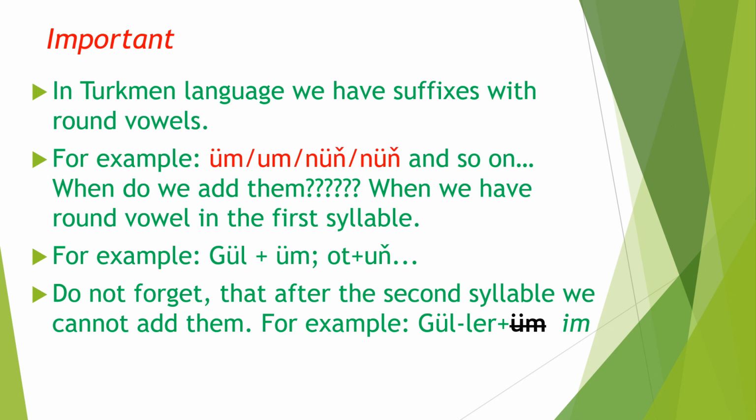So important thing, students, in the Turkmen language you have suffixes with round vowels. For example, nun, nun, and so on. When we have a round vowel in the first syllable, we must add them. For example, gulum otung. But after the second syllable, we cannot add them. For example, gullerim. No, it's not correct. I hope you understand this and you don't have any problems.